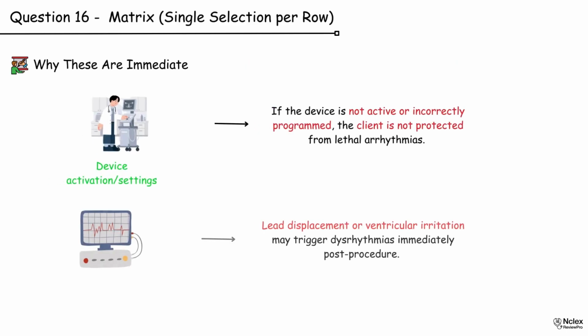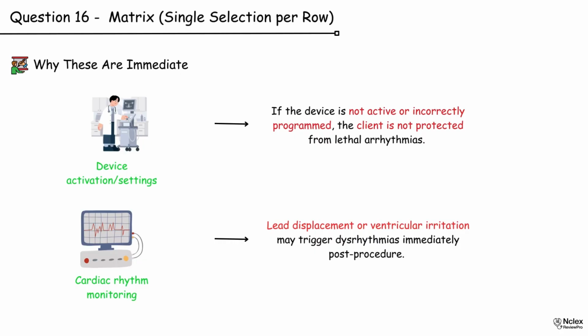Now let's break this down. An AICD is implanted to detect and correct life-threatening ventricular dysrhythmias. If the device is not activated or programmed correctly, the client is not protected. That makes verification of activation status and program settings an immediate safety priority. Second, lead placement can irritate the myocardium. Early post-procedure dysrhythmias are possible. Continuous rhythm monitoring is essential.